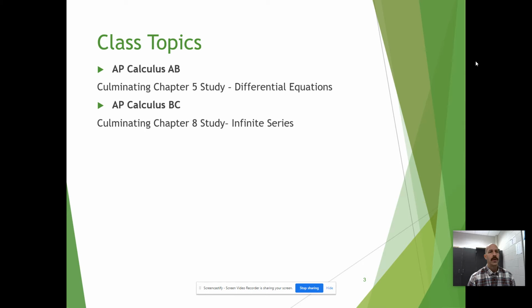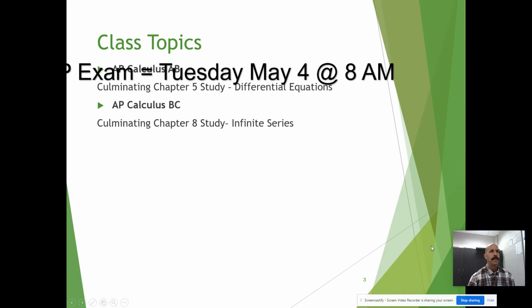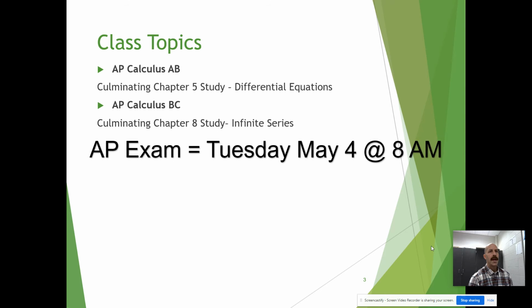But now we're going to shift to a very important conversation, and that would be this date right here, which is Tuesday, May 4th. That is when the AP exam will be for both Calc AB and Calc BC. It will be at 8 a.m. It will be here at Perry Meridian High School, and it will be paper and pencil.